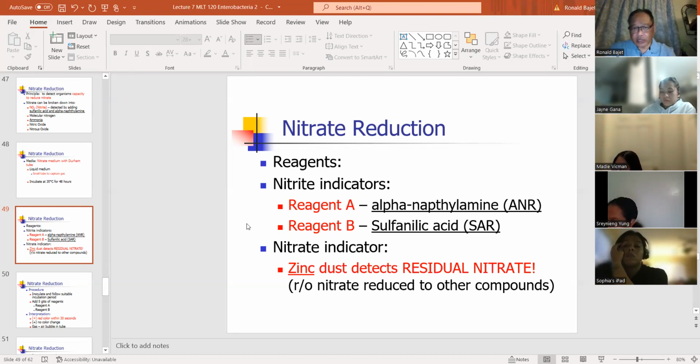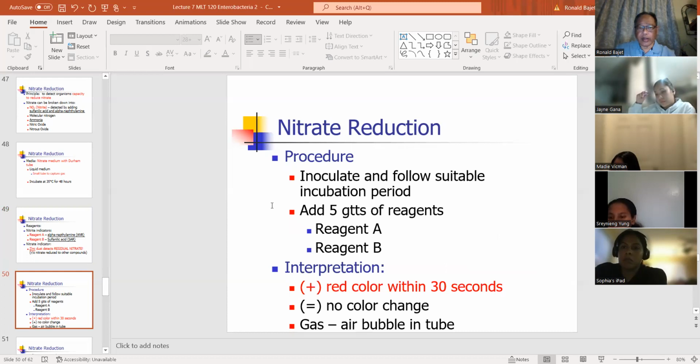But for the nitrate reaction, okay, when you do the nitrate test, you're going to add 5 drops of reagents, reagent A and reagent B.